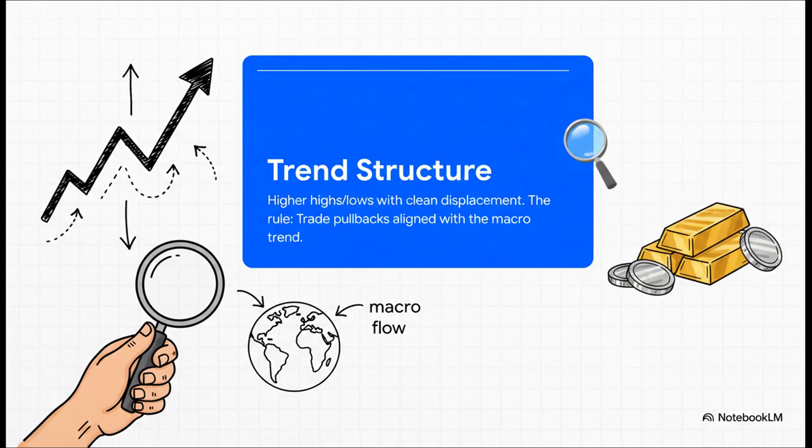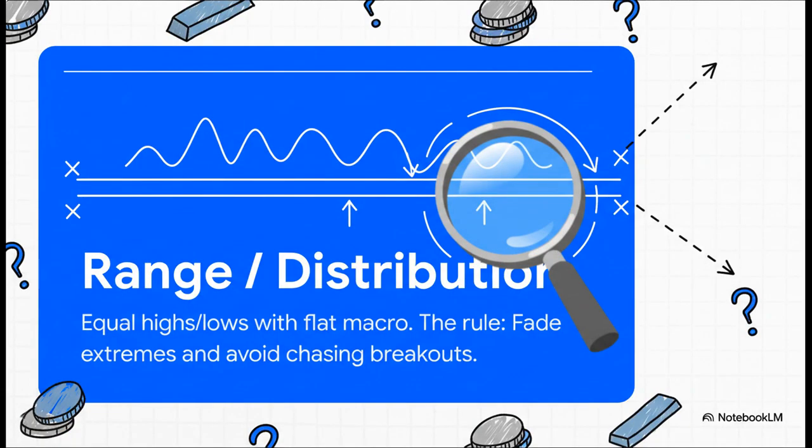The rule here? It's simple. Don't fight it. You only trade pullbacks that go with the dominant macro flow. Second, we have a range. This happens when those macro drivers are flat and the market is basically just waiting. Price gets trapped between a clear floor and ceiling. And here, the strategy completely flips. You want to fade the edges, sell the highs, buy the lows. And you want to avoid chasing breakouts because they are almost always a trap.